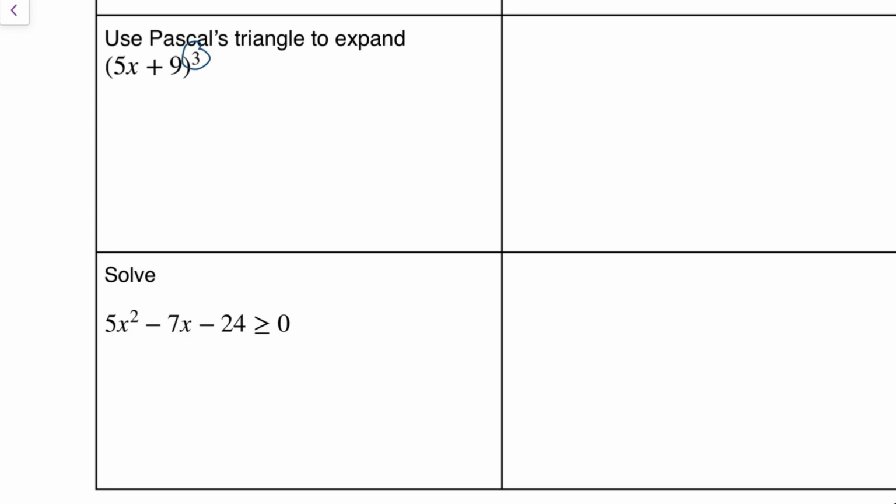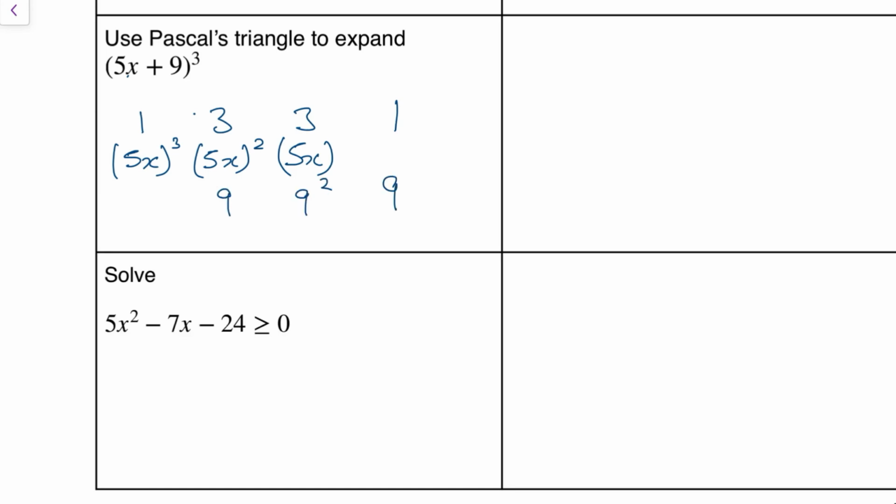Now, because it's to the power of 3, I know my coefficients are going to be 1, 3, 3, 1. And actually, let's just write it underneath here. So it's going to be 5x cubed, it's going to be 5x squared, and it's going to be 5x, and then 5x to the 0, but I won't write that. And this will be 9 to the 0, 9, 9 squared, and 9 cubed. Now, if this is a non-calculator question, that's not very nice, but I suspect you might be able to use a calculator here. Either way, I'm going to do it just to make sure I get the right answer.